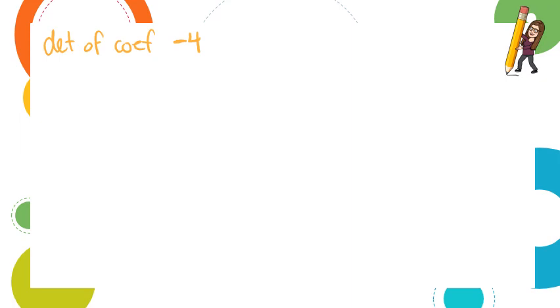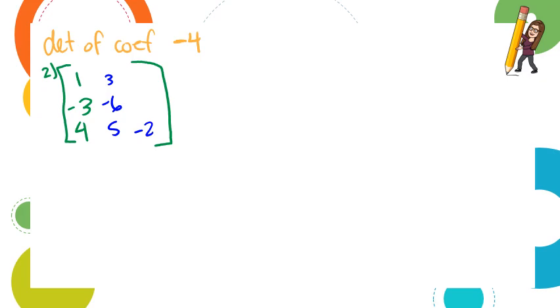Next, we're going to take a look. I need to deal with my x values. So for step 2, that means my x column is going to be replaced with my answer matrix. So 1, -3, 4. But that means we keep all of the y and z values. So carry those over. Now, because this is a 3 by 3 and I'm trying to find its determinant, I need to copy over my first 2 columns in order to cover all my bases.